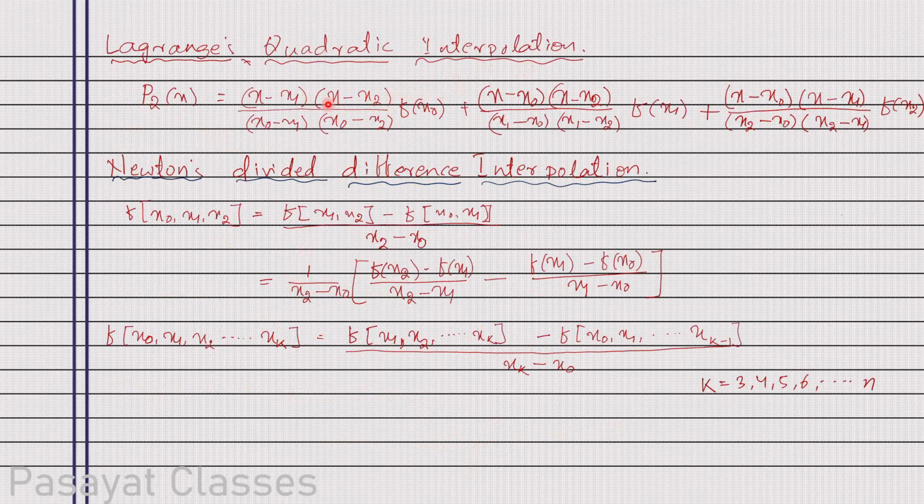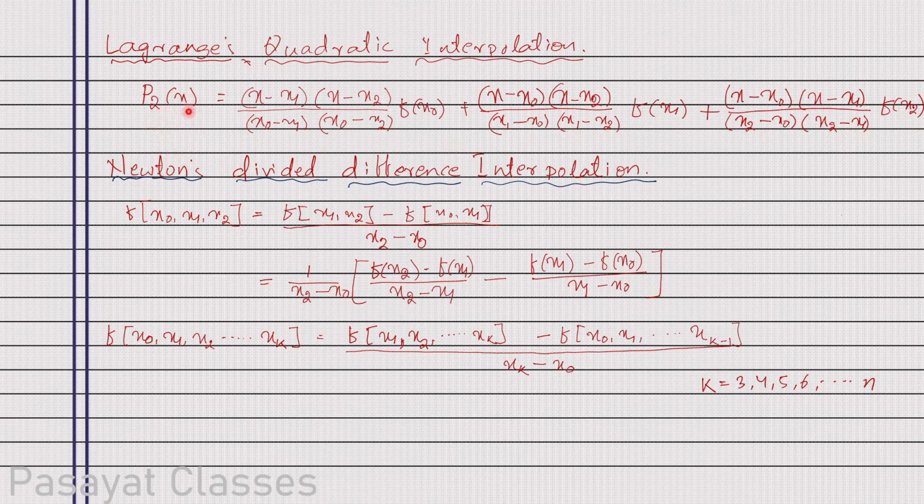Here quadratic interpolation means we have three terms. Clear? So this polynomial is written as p2(x), and here we have x0, x1 and x2, which are the three nodal points. So the formula is given as (x minus x1)(x minus x2) by (x0 minus x1)(x0 minus x2) into f(x0), plus (x minus x0)(x minus x2) divided by (x1 minus x0)(x1 minus x2) into f(x1), plus (x minus x0)(x minus x1) divided by (x2 minus x0)(x2 minus x1) into f(x2). Clear? This is the complete formula for finding this p2(x).